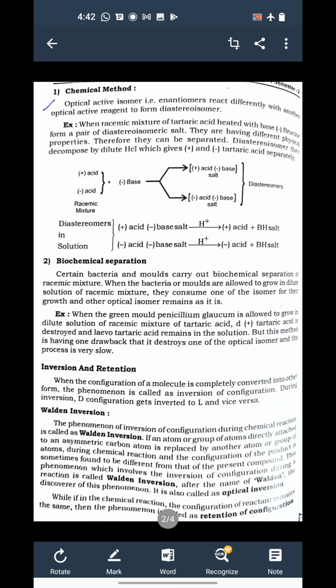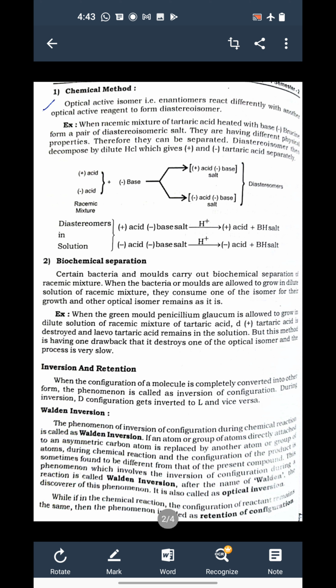If an atom or group of atoms directly attached to an asymmetric carbon atom, as I said earlier, is replaced by another atom or group of atoms during a chemical reaction, the configuration of the product is sometimes found to be different from that of the original one. And this phenomenon, which involves the inversion of configuration during the reaction, meaning suppose we start from the D isomer and we get the L isomer, is called Walden inversion, because the configuration changes there, the D isomer gets changed to the L isomer. This is also called optical inversion, because here what is changing?